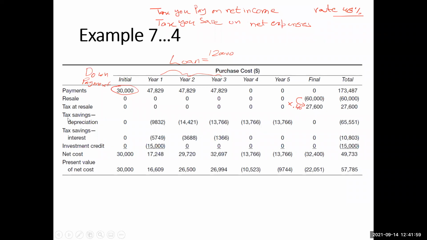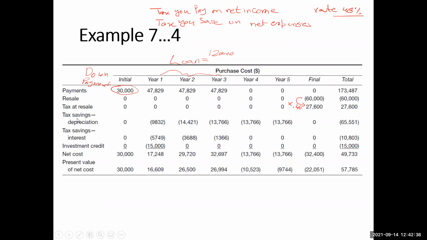Now we are talking about payments. The price for the equipment was $150,000. And we have a loan. We took a loan from the bank for $120,000. The price of equipment was $150,000, but we did not pay $150,000. We only paid $30,000, and then we paid $40,000 to pay the loan.